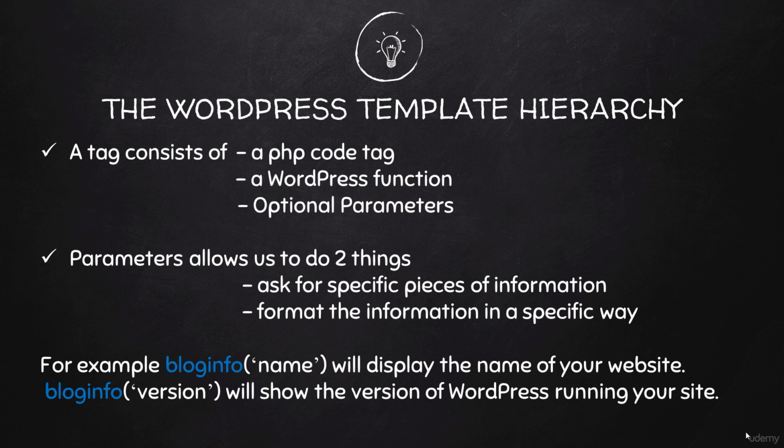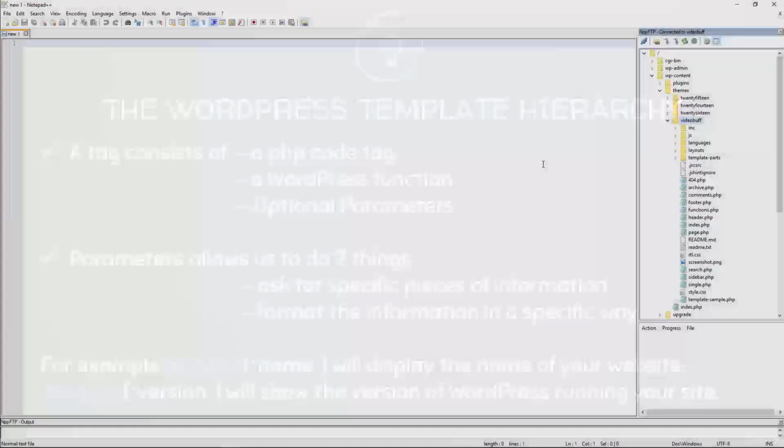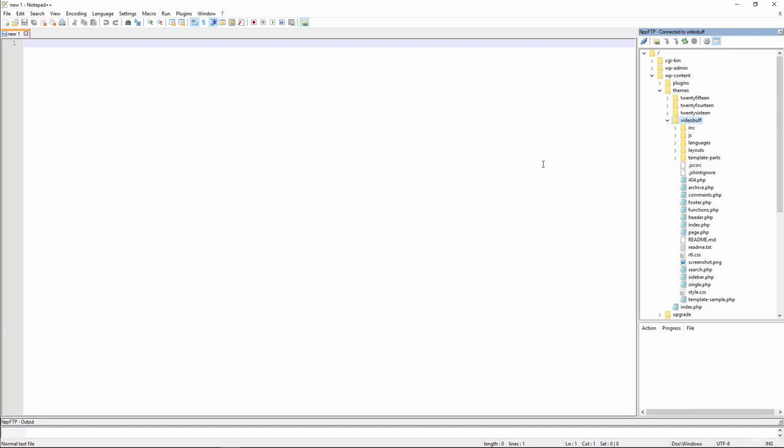For example, we have the template tag bloginfo, and then in brackets we have the parameter that says name. When you insert this kind of template tag, you're asking WordPress to display the name of your website. If you substitute name in brackets with version, WordPress will display the version of WordPress that you're running on your site. In the next series of videos, we are going to take a look at some very popular WordPress template tags and how we can use them to display information on our website.